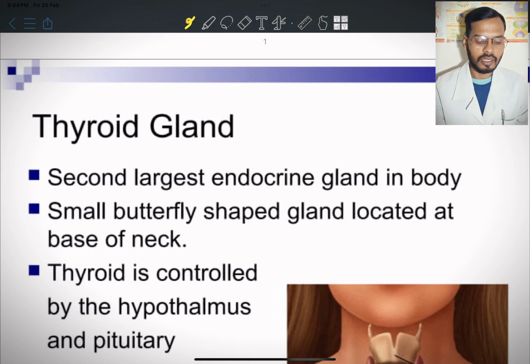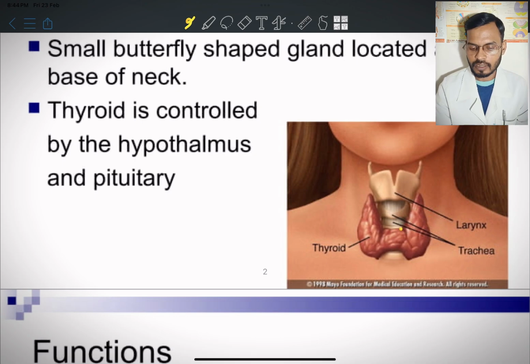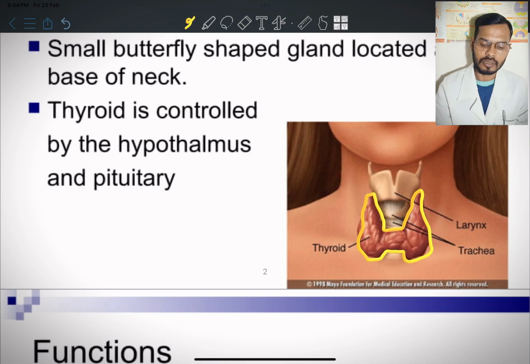The thyroid gland is the second largest endocrine gland in our body. It is butterfly shaped and located at the base of our neck. We can see it here in this diagram. This is our thyroid gland. It is controlled by the hypothalamus and pituitary gland, and both of these glands are located in the CNS, in the brain.